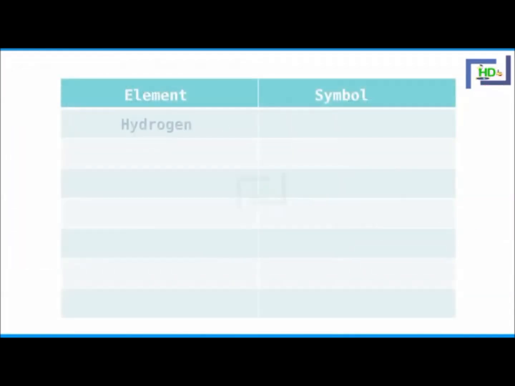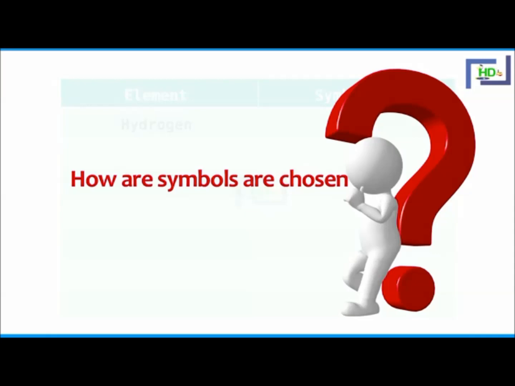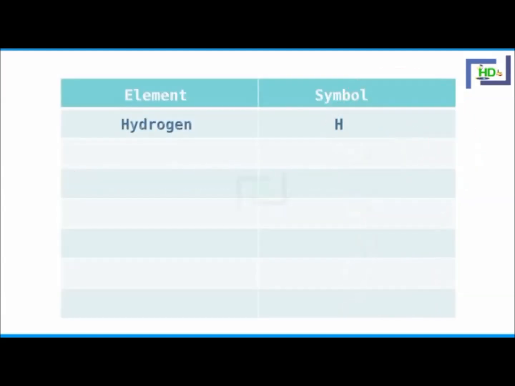For example, hydrogen. Instead of writing hydrogen, we can represent the hydrogen element using the symbol capital H. And in chemical changes, when we write capital H, it means the element hydrogen. How are symbols chosen? For some elements, the first letter of the name of the element is taken. For example, for hydrogen, the symbol is H. This is the first letter of hydrogen.